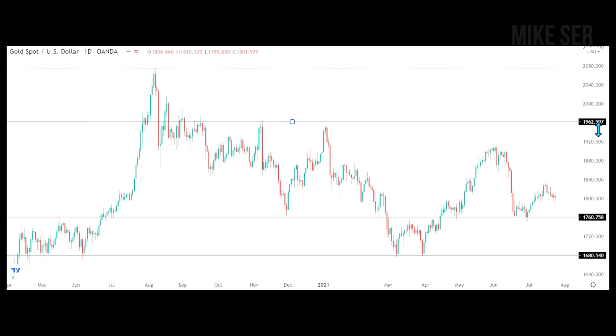So around 1962. So what I would consider is if you were looking to buy or sell gold, the 1760 level would be one level, another level would be 1680, and the resistance level to sell at would be at 1962.